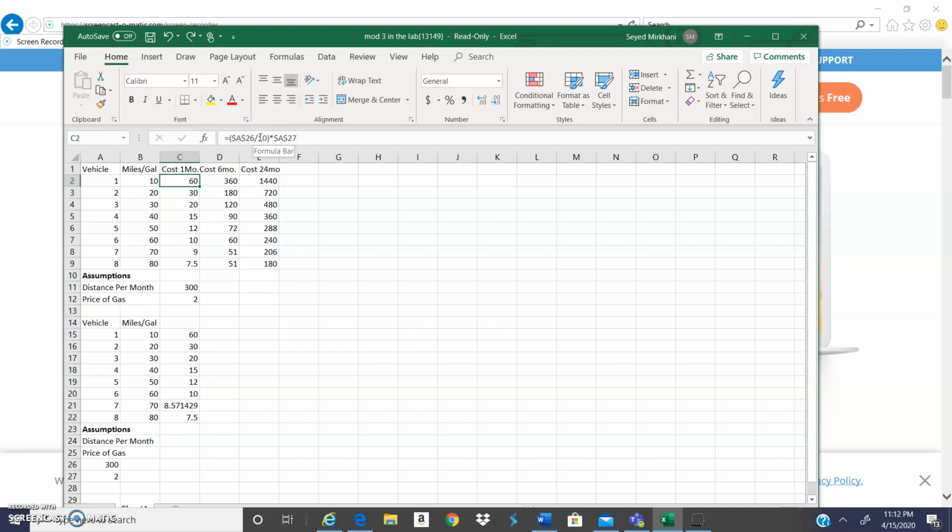By cell reference I mean that instead of typing 10, I click here, B2, and I click enter. Now you will see everything has a cell reference. A26, this number, divided by B2 means divided by this number, that gives you 30, and then multiplied by this number. Now if I copy the formula, everything will be correct and the formula takes care of it. Just wanted to show you.